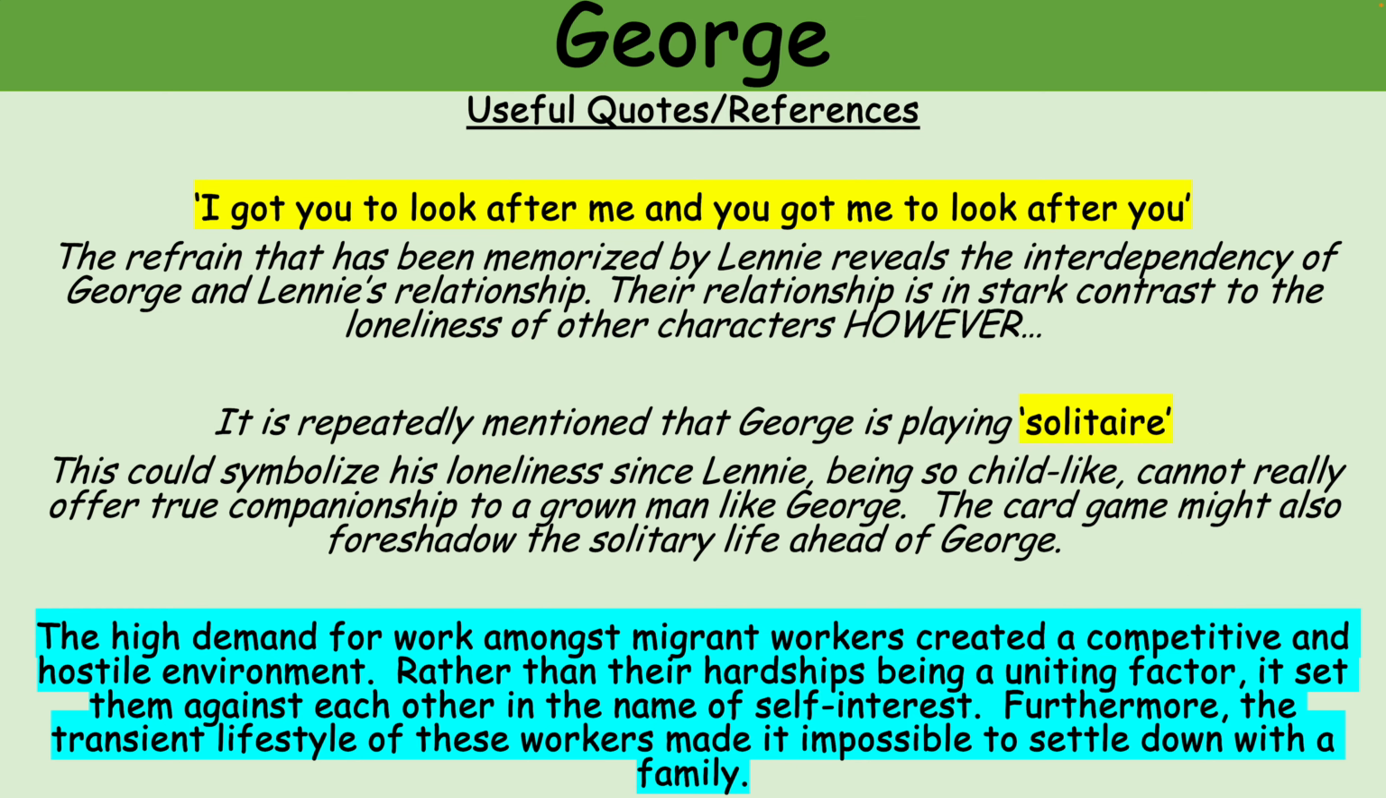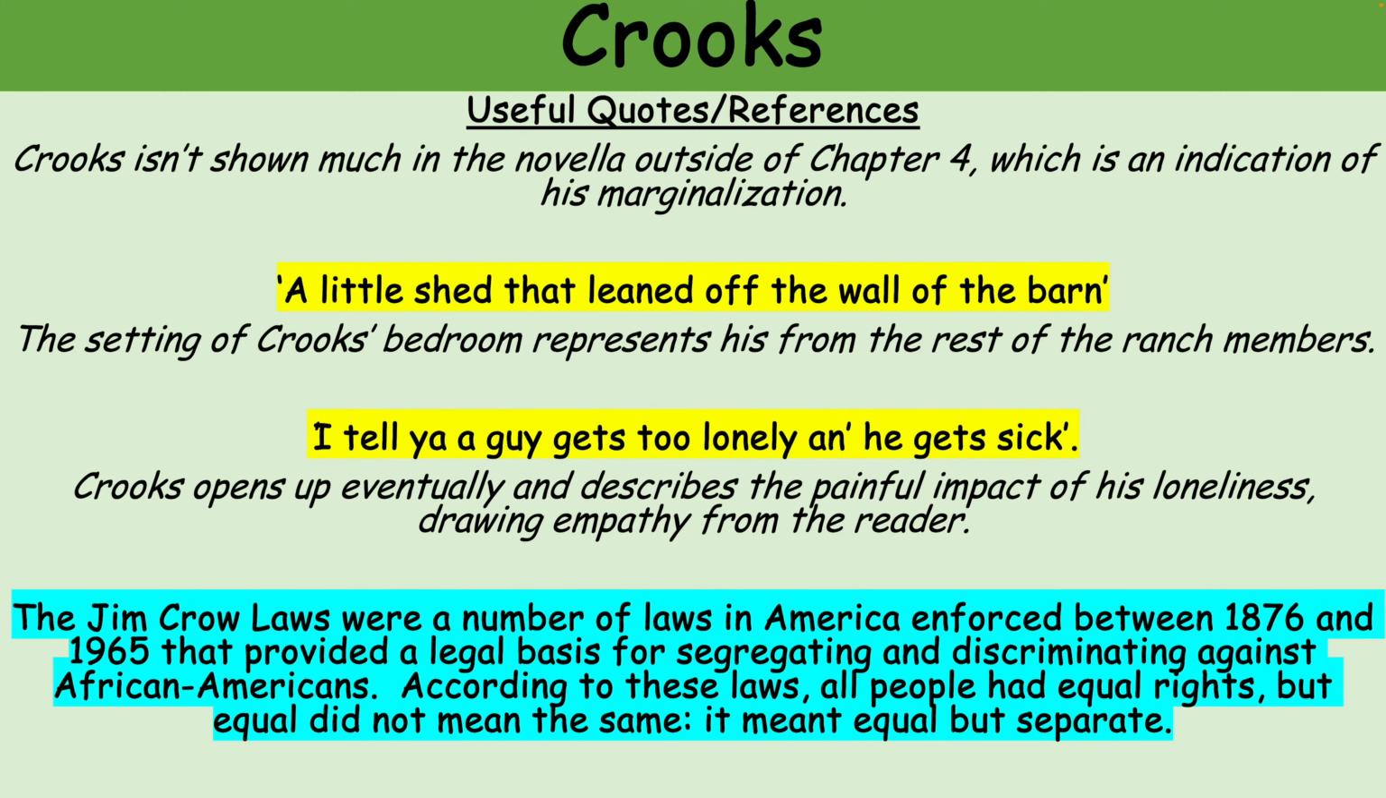So, of course, we also have that transient lifestyle that we already talked about, meaning that it was impossible to settle down, have meaningful friendships, or start a family. The other character I would zoom in on is Crooks. Crooks, I would argue, is lonely to a whole other degree, right? Because he's othered, right? He's treated as something different to the others, and likewise, you could say Curly's wife as well, because she's a woman.